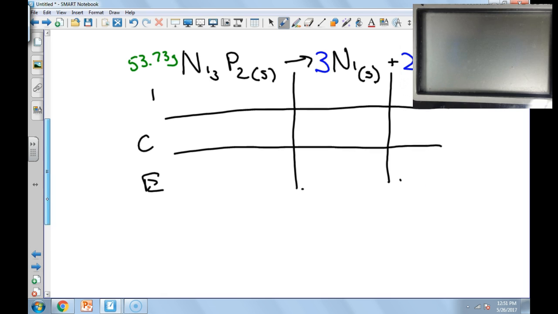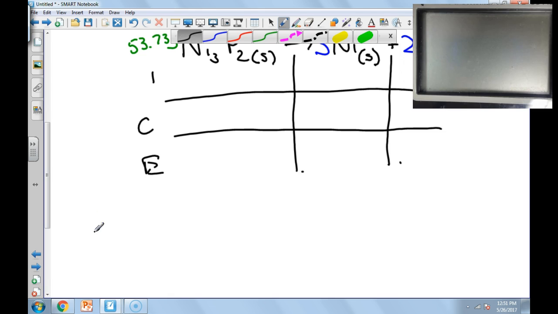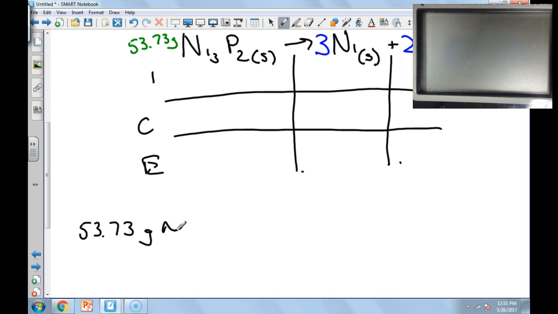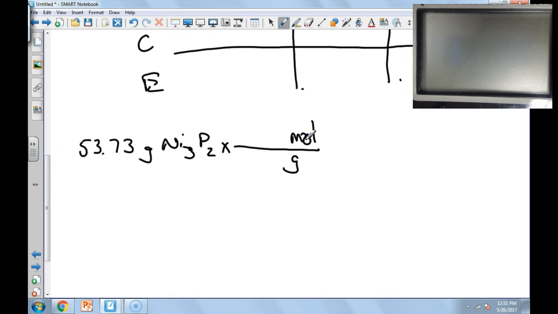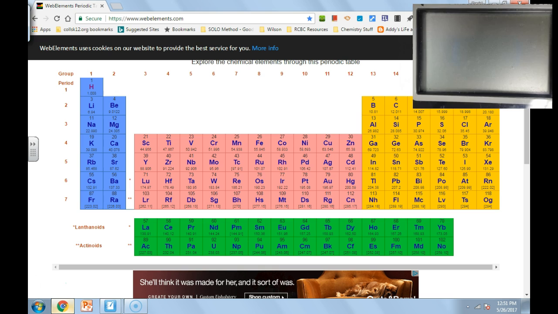Okay, so we're going to go 53.73 grams of Ni3P2. We're going to X-line it, and now we're going to convert grams to moles. How do we convert grams to moles? Well, we need the molar mass. So before we actually do this math, we have to come down here and look up nickel, which is 3 times some value, and phosphorus, 2 times some value, on the periodic table.